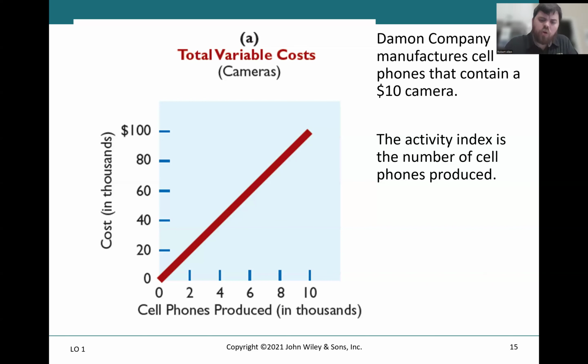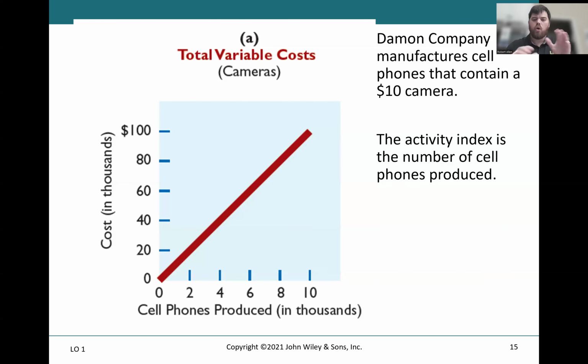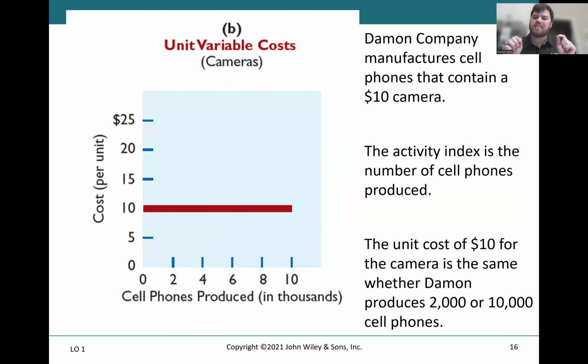So total variable costs vary in total. But now let's look at the unit variable cost. You'll notice in the total, we see a uniform slope, meaning that the cost per unit is not changing, which is exactly what we see here. From the very first unit I buy to the very last unit I buy, my variable cost is always $10. It's a perfectly flat line over that range.